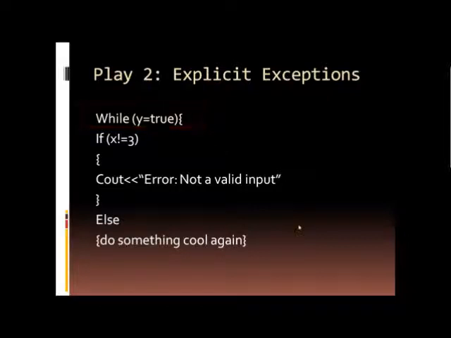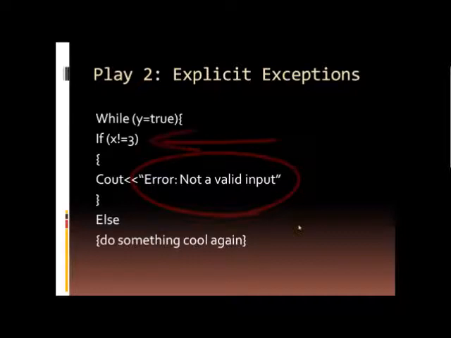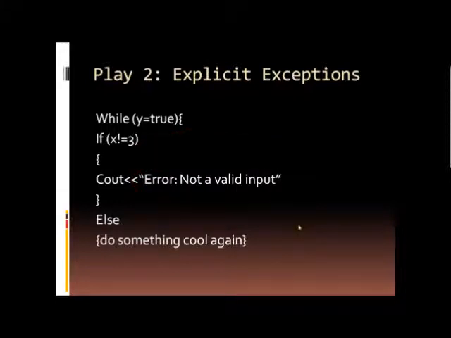So if x is not equal to 3, we're going to cout that that's not a valid input. Obviously in this code we want the input to be 3. So if we do not enter 3, it couts this error, printed out to the screen, not a valid input. And then if y is true, as in a menu program, as long as the user does not use an exit number, like say exit or cancel or something like that, then it'll repeat the program until they give a proper input. Now, in this case, if you do put the right value in, which is 3, it'll do something cool. It's a simple pseudocode.